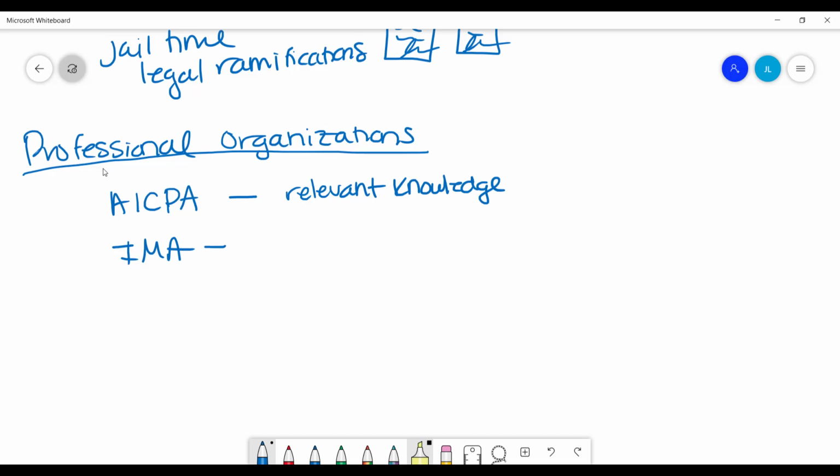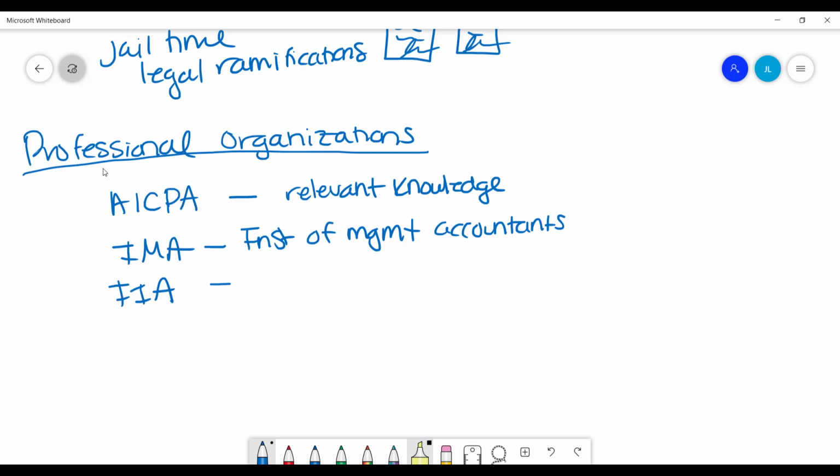And it also influences the concepts and practices for those working with management accounting and also financial management within that sector. And they also offer the CMA designation. And there is also the IMA, which is the Institute of Management Accountants. So the IIA is the Institute of Internal Auditors.